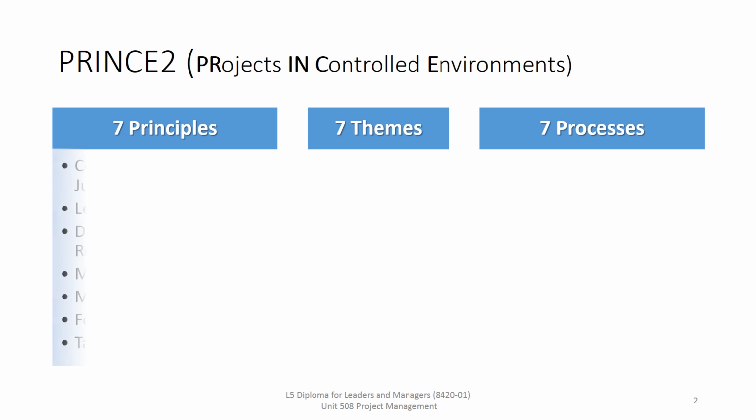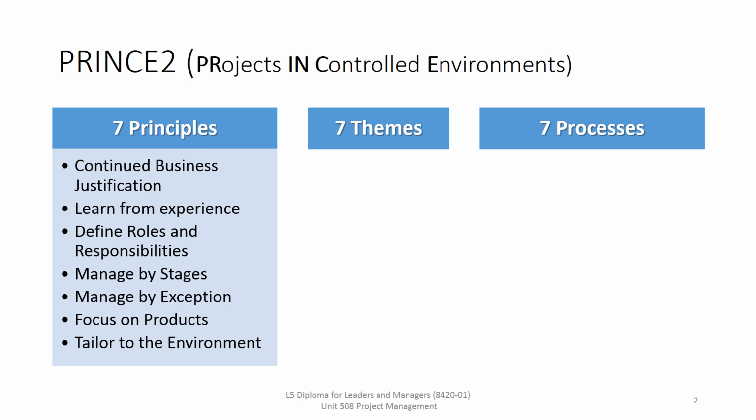So the first is continued business justification. I suppose that speaks for itself. We need to stay clear about the return on the investment, so that'll be in the business case as we've identified. The next is learn from experience, take lessons from previous projects into account. So Prince2 always looks about keeping the same format and rolling on from the last project.